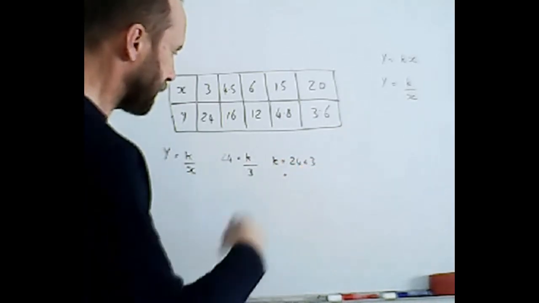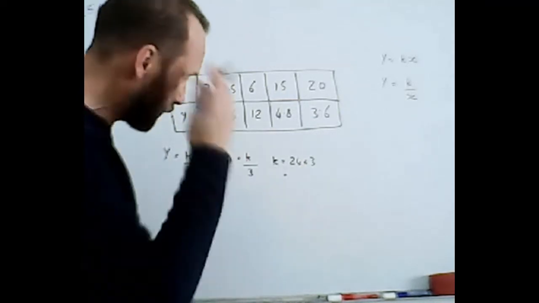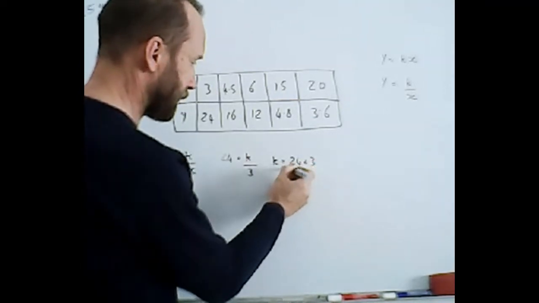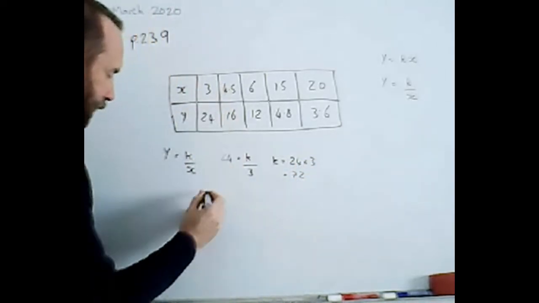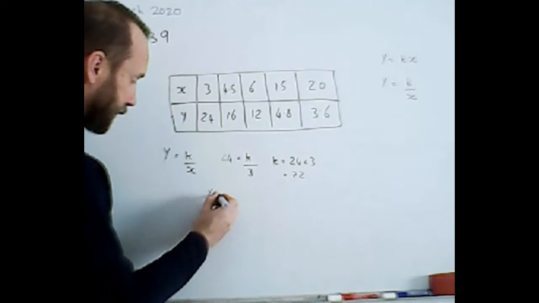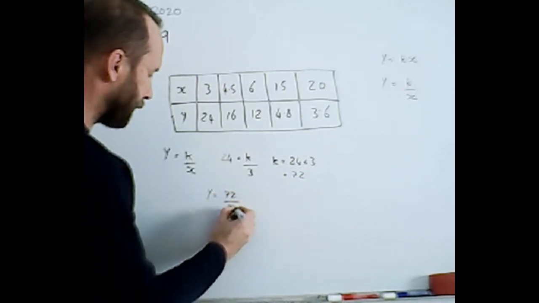For those of you who can do maths in your head, I just did this one in my head. 20 times 3 is 60, plus 4 times 3 is 12, which equals 72. So our formula for this one, if it is inversely proportional, is y equals 72 divided by x.